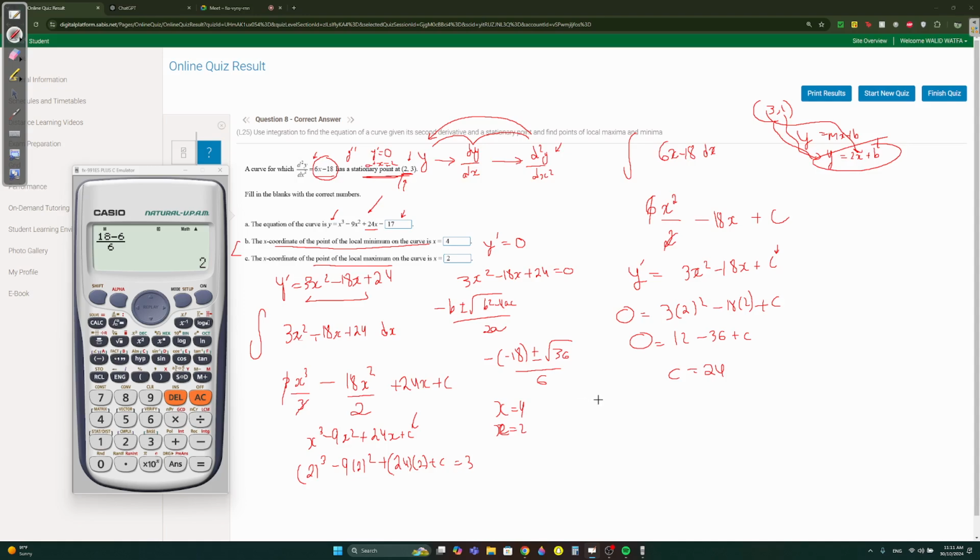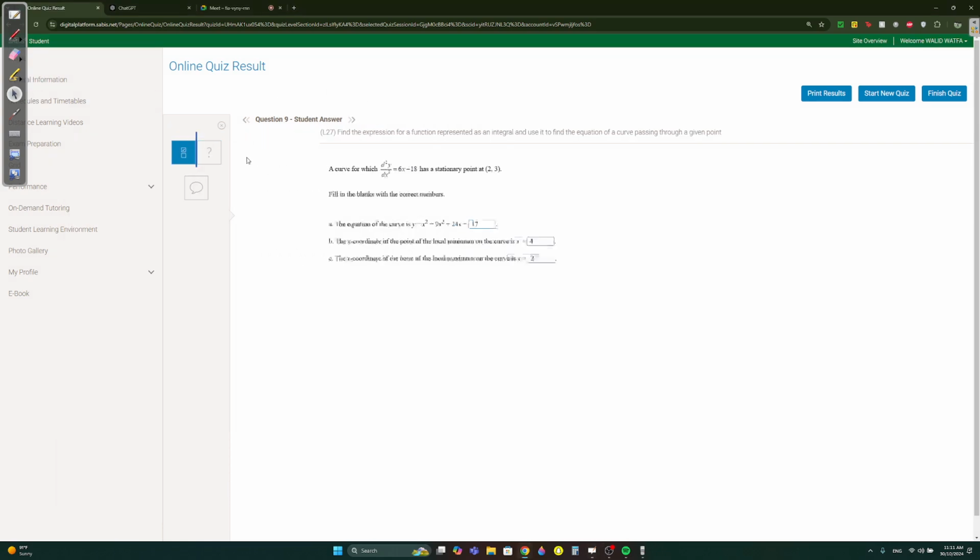So let's see here. x equals 4. Let's substitute: 6 times 4 minus 18. It's going to be 24 minus 18. You're going to get 6, which is greater than 0. So x equals 4 is a minimum. And then if you do 6 times 2 minus 18, you're going to get minus 6, which is less than 0. So that means x equals 2 is a maximum. There you go. Question 9.